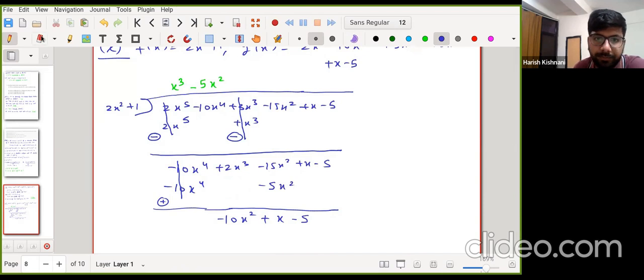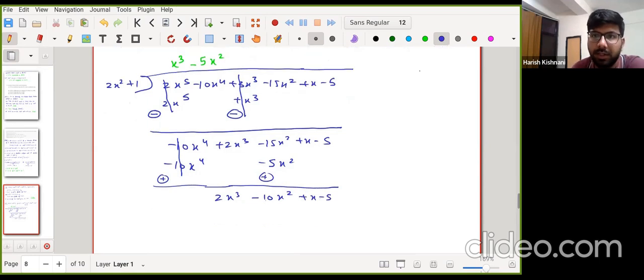And it will become 2x cubed minus 10x squared plus x minus 5. And then again divide the highest order term, 2x cubed by 2x squared, you will get plus x. Yes.